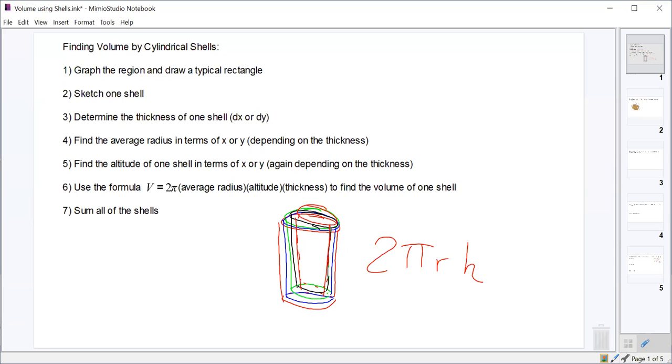Does that sort of make sense? How these are going to work? Akashi, okay with that?